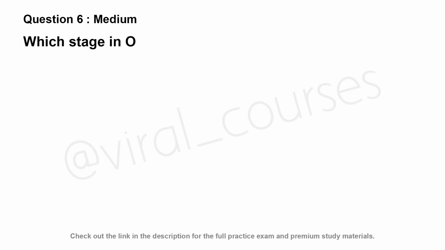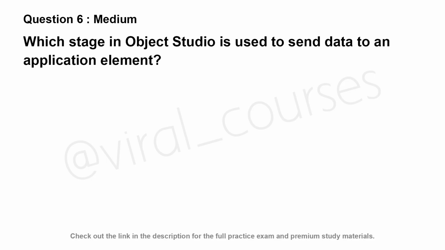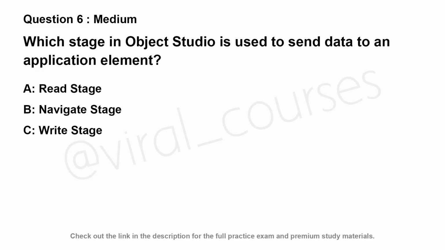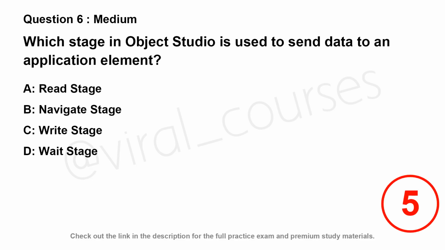Which stage in Object Studio is used to send data to an application element? Option A, read stage. Option B, navigate stage. Option C, write stage. Option D, wait stage.